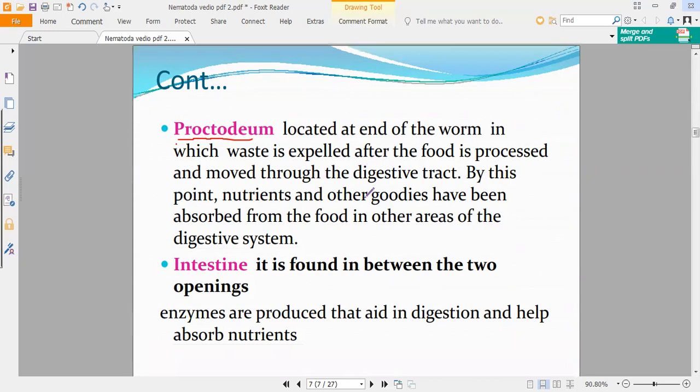And the other thing is the intestine. It is found between the two openings, and in the intestine, enzymes are produced that are used to facilitate digestion and help absorption of nutrients. Enzymes are biological catalysts. They speed up chemical reactions, and they are very essential for digestion. In the nematode intestine, enzymes are essential for food breakdown, so that food becomes nutrients that can be absorbed. As a result, the intestine is very essential for absorption of food.